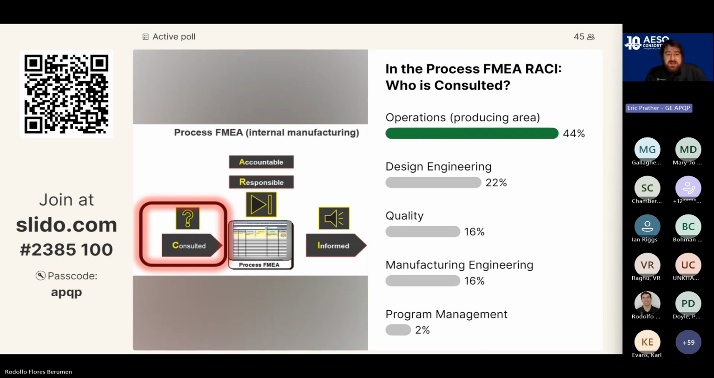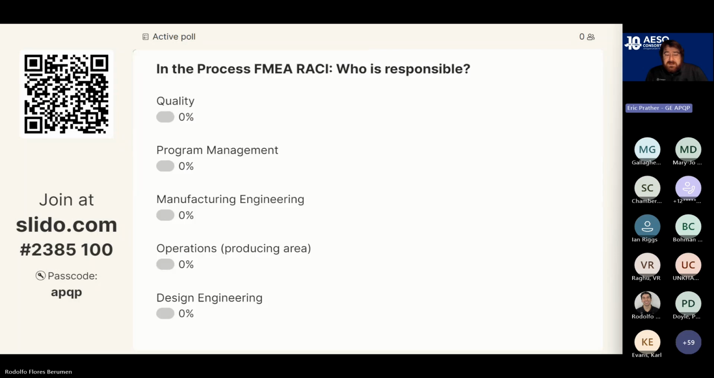The important thing here is if you are accountable, you may be responsible, depending on how also you set this up, but definitely not accountable and consulted, right? You're really going to not be in both of those spaces. If we want to go to the next slide.